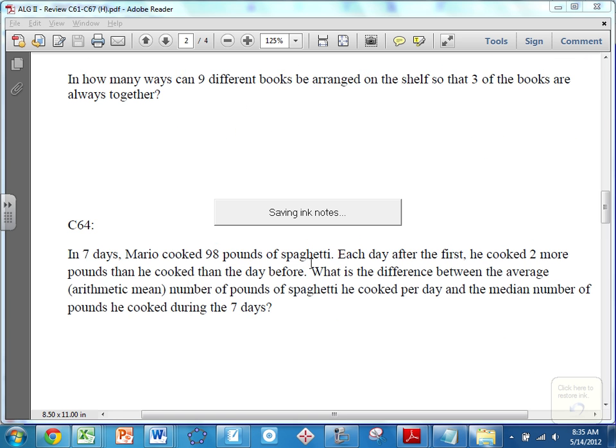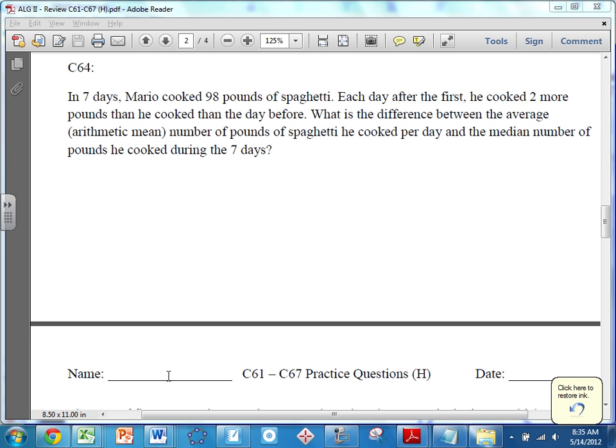All right, I'm going to leave the first one to yourself, to do yourself. Actually, let me start it off, and then I'll leave you the rest. It says, in 7 days, Mario cooked 98 pounds of spaghetti. It's me. Love my spaghetti. Yeah, I didn't know if anybody picked up on that. It's Mario and Luigi.